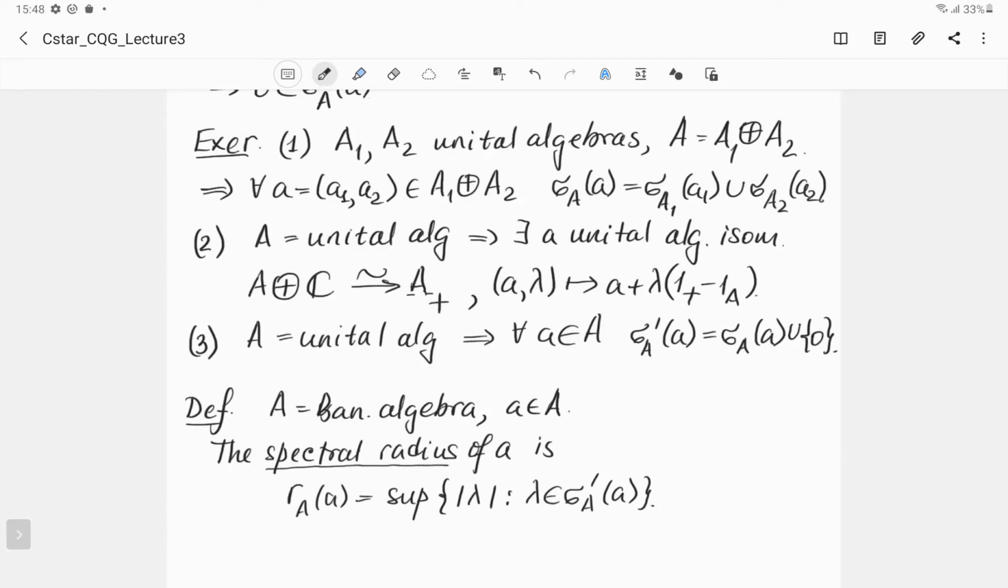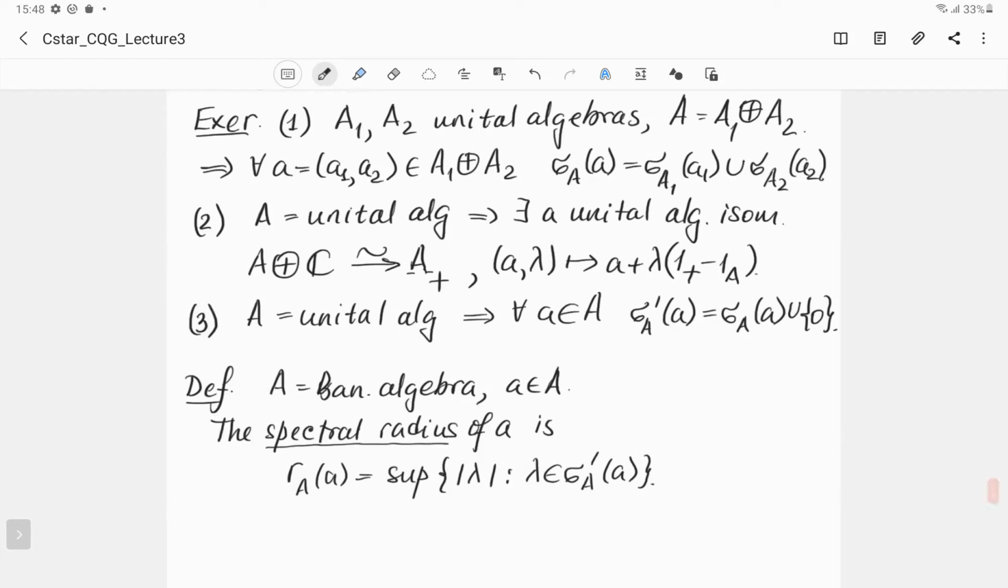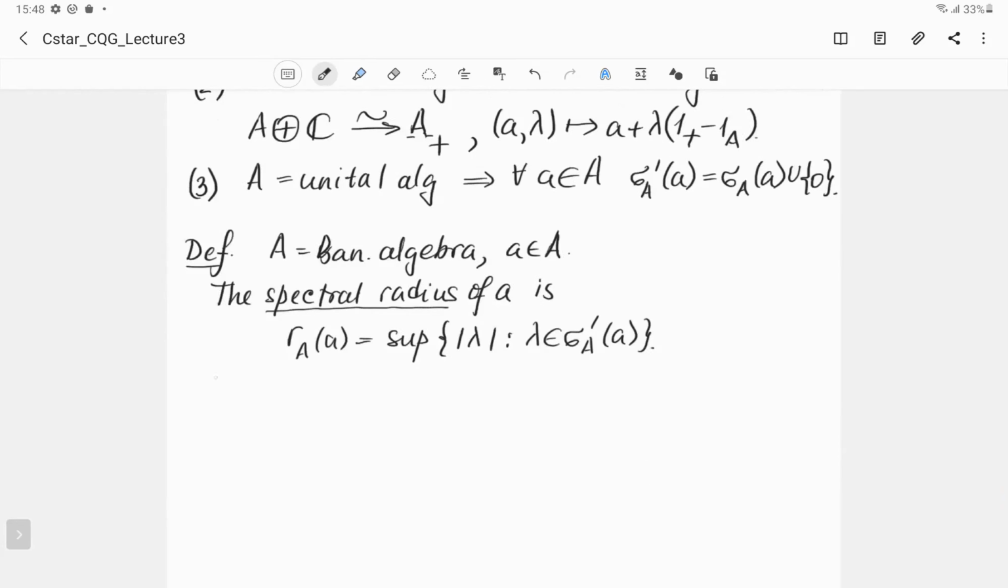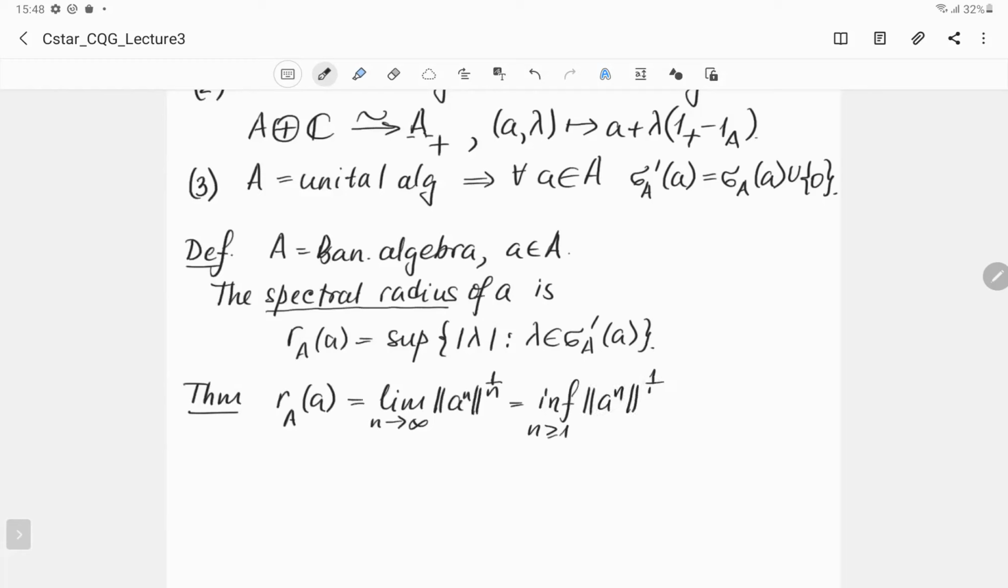And now, since the unitization of A is also a Banach algebra, and A is isometrically embedded into its unitization, we get the non-unital version of the Beurling-Gelfand formula, which is exactly the same as in the unital case. So this is immediate from the fact that the unitization is also a Banach algebra with the same norm. In other words, not the same norm, of course, but the norm which extends the norm of A. And so we simply embed A into A+ and calculate the spectral radius in the unitization by using the unital Gelfand formula.